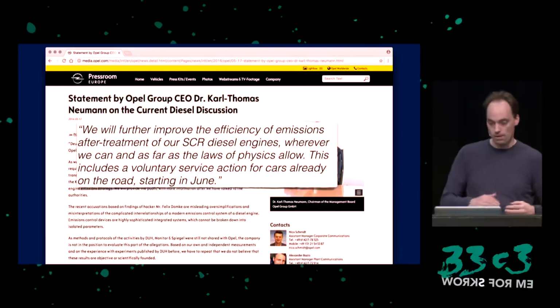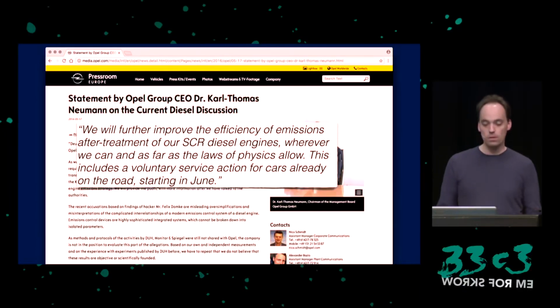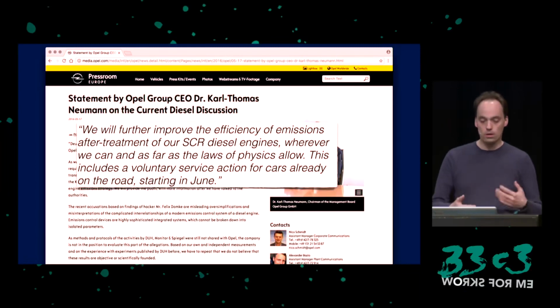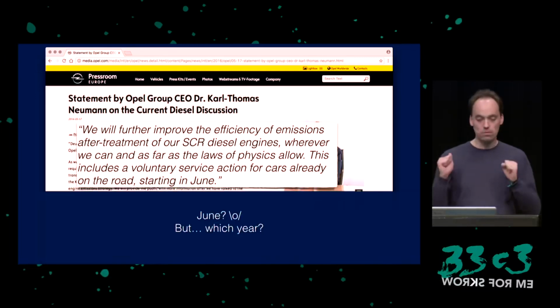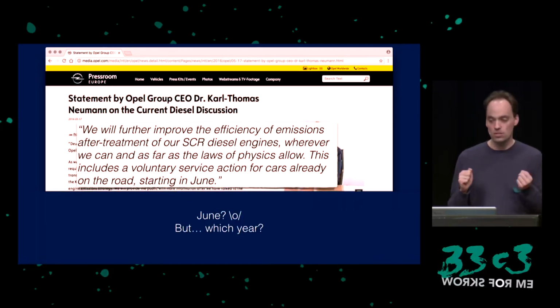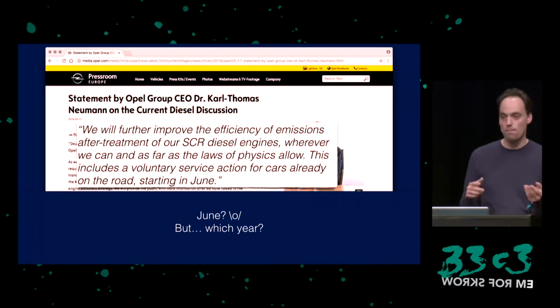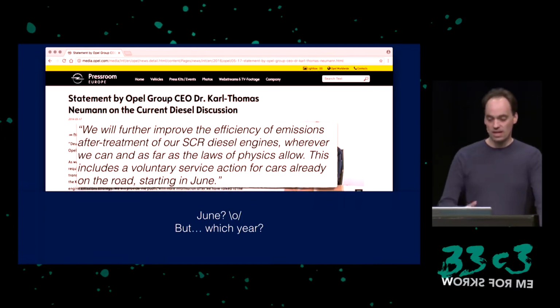Okay, there's a lot of bad things to say about Opel. But on the bright side, they also said that even though all of what we found was incorrect, they will further improve the efficiency of emissions aftertreatment of their SCR diesel engines, as far as the laws of physics allow. And this includes a voluntary service action. This basically means a software update for the cars that are already on the road, and they start in June. So that's great. They're actually improving something. The question is, in which year? Because this statement is from May 2016, and it's not out yet.